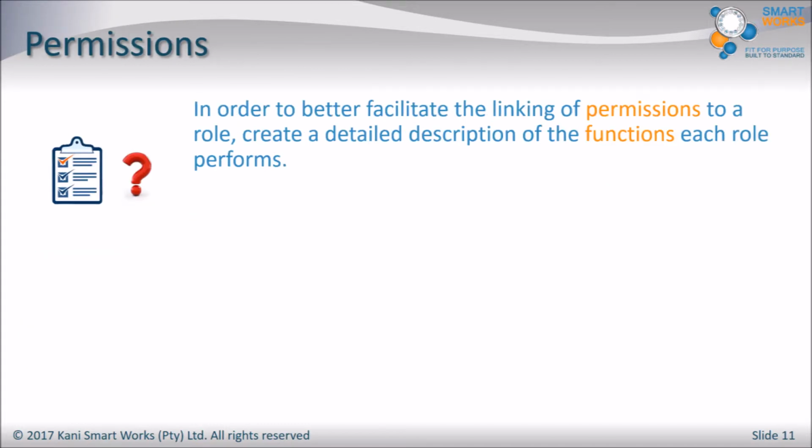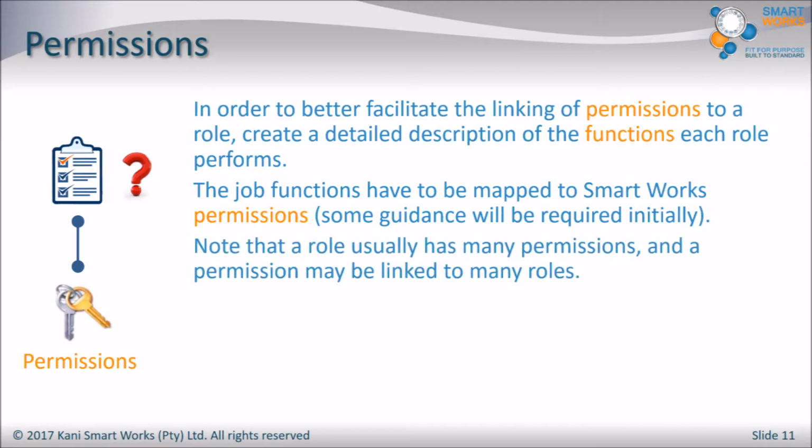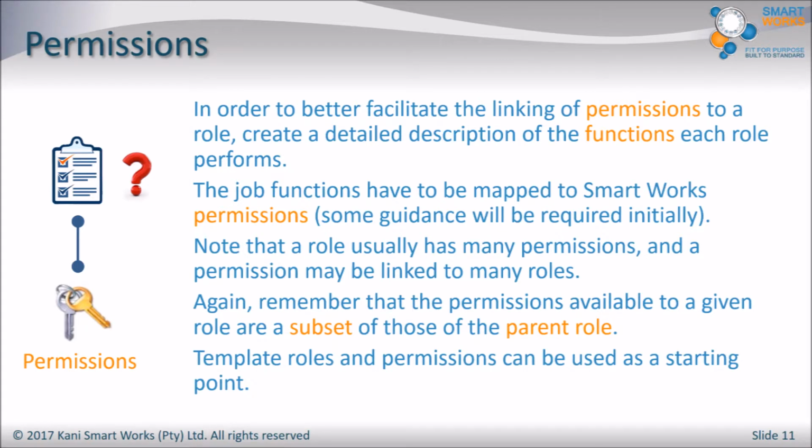Permissions represent the functions or activities that can be performed, and they're linked to roles. So in order to better facilitate the linking of permissions to a role, create a detailed description of the functions each role performs. The job functions have to be mapped to SmartWorks permissions, and some guidance will be required initially. Note that a role usually has many permissions, and a permission may be linked to many roles. And again, remember that the permissions available to a given role are always a subset of those of the parent role. Template roles and permissions can be used as a starting point.